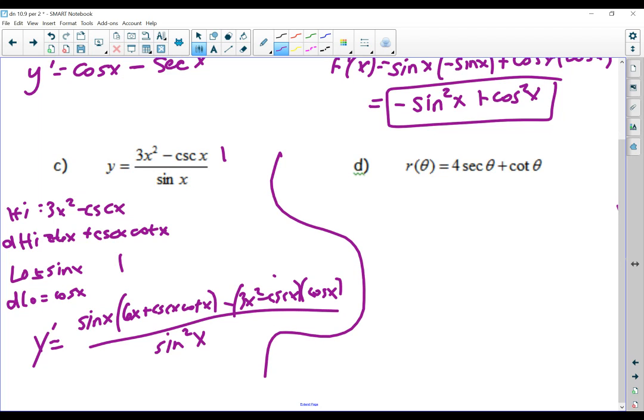Okay, last one. R of theta. Now, the reason I wanted to give you this one is this is in polar form, if you remember polar functions. But to find the derivative here, we're just treating theta like the x. So it's really no different. So the 4 is just a coefficient. It comes down. The derivative of secant of theta is the same thing as the derivative of secant of x. So it's itself times tangent of theta plus, and then the derivative of cotangent is negative cosecant squared theta. And again, I know these because I've been teaching this 16 years. You're probably going to need a little more practice.